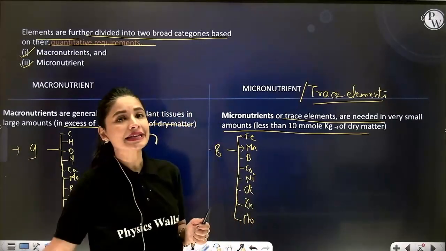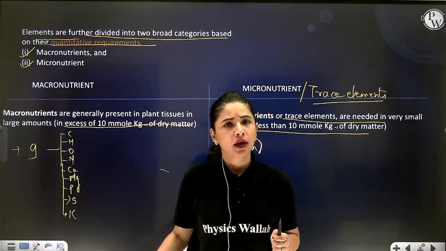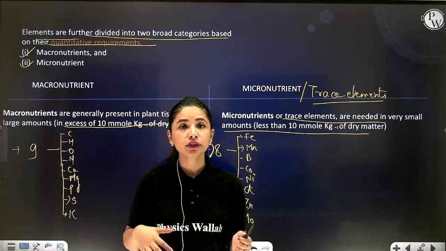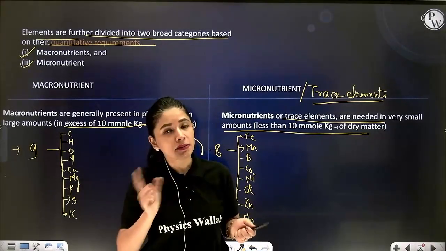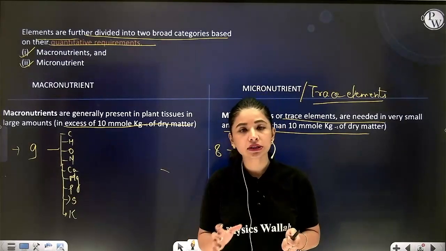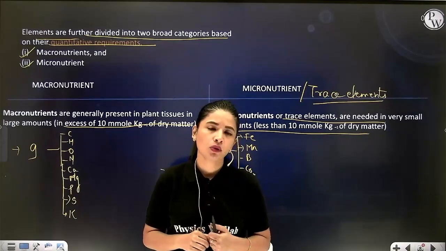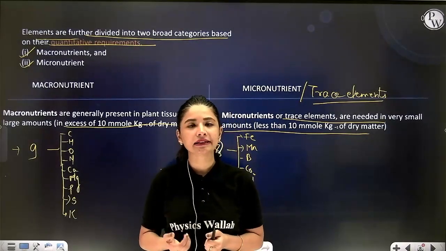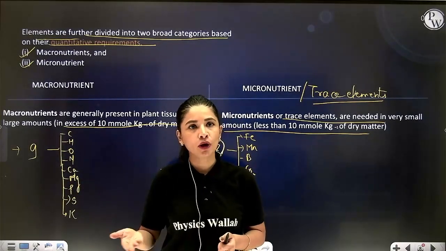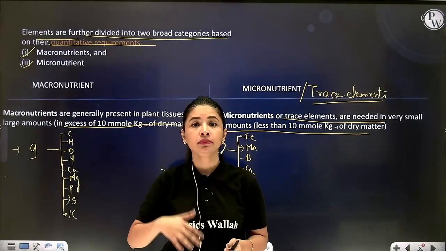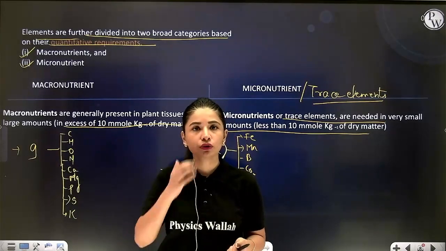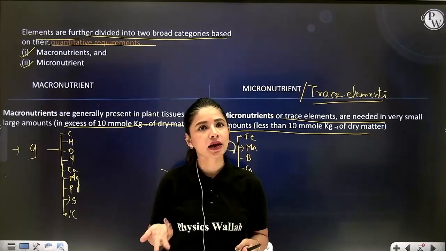But this thing does not happen with macronutrients, because they are always required in such excess that they usually never become toxic. They may become deficient, but the toxicity of macronutrients is very rare. Why? Because they're always required in high quantity. All the time you give them carbon, the plant is more than happy. Carbon in the form of CO2, the plant will take all the time because it is going to use that CO2 along with water to prepare glucose. The more the glucose, the more the biomass, the healthier the plant body.